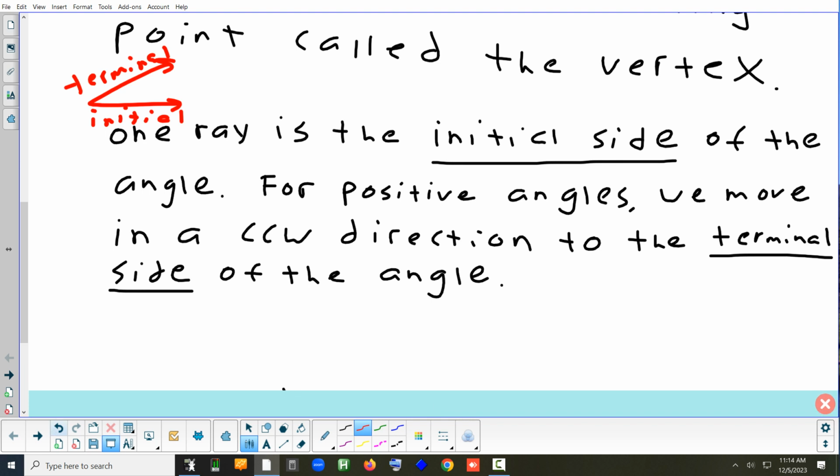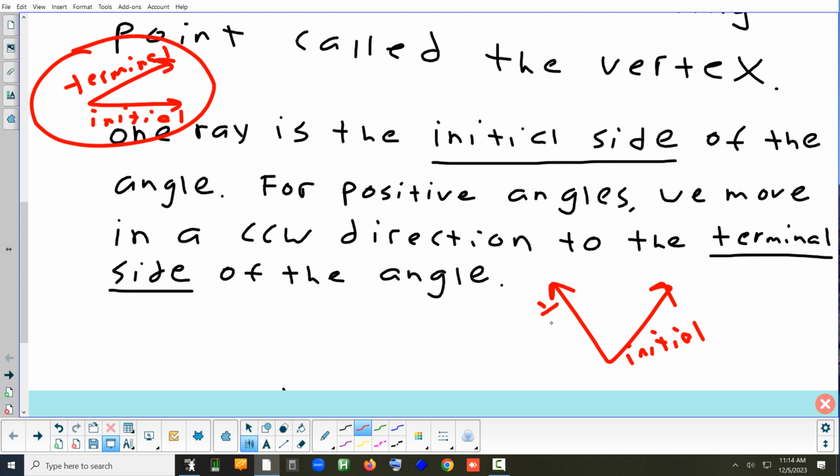So let's say I drew an angle like this. That's not the best way to draw an angle. This way is much better. That one's almost like it's been rotated, so I'll talk about that in a second. But if you drew an angle like this, this is the initial, this is the terminal. If you were inside the two rays, as you rotate counterclockwise, where would you end up? That's the terminal. Where did you start? That's the initial.